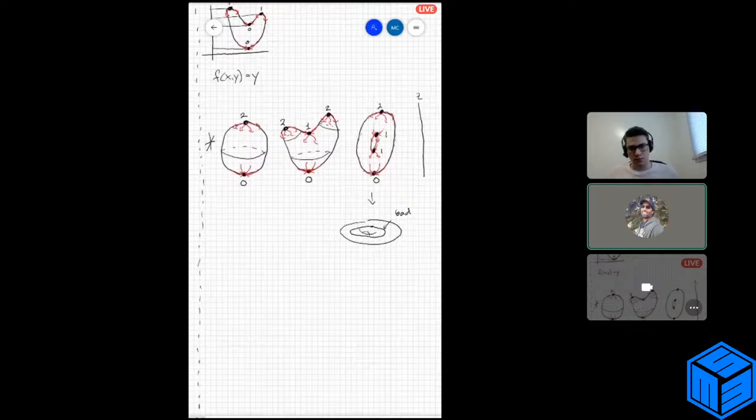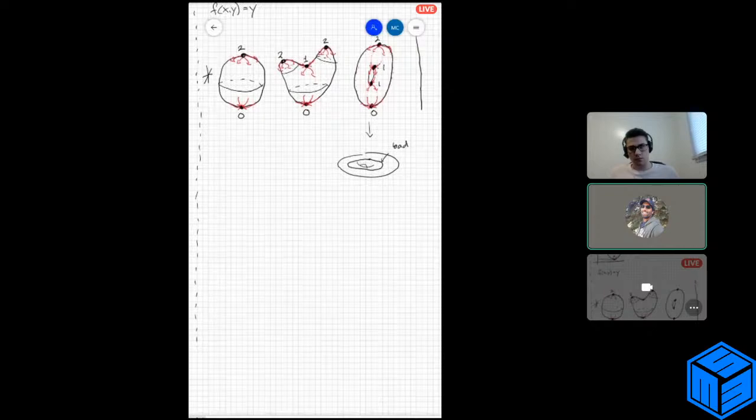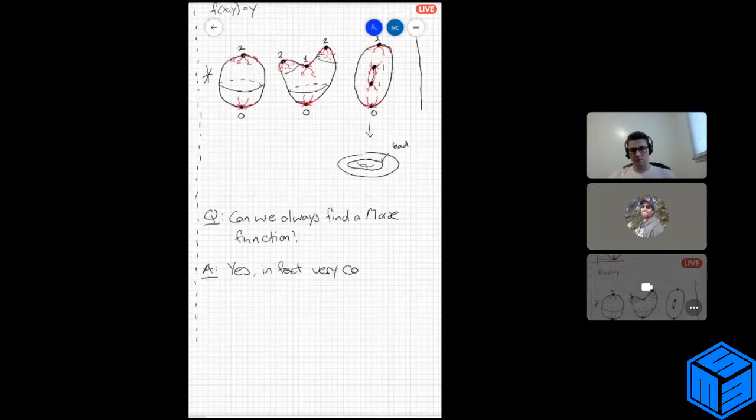And this should lead us to a natural question of, okay, well, what the heck? Sometimes there are Morse functions, sometimes there are not. So we should be asking ourselves, can we always find a Morse function? And I'm not going to go super into this at all, but the answer is yes. And in fact, they are very common. That is to say, they are generic.